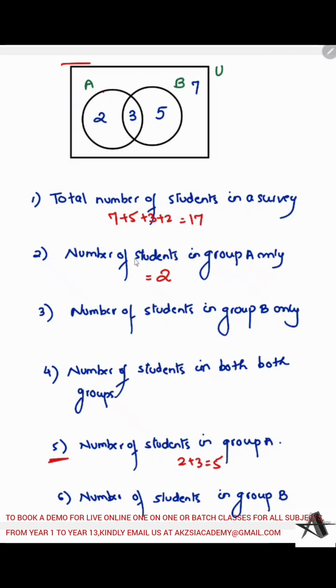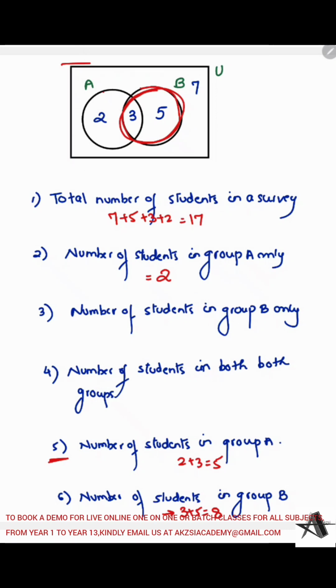Similarly, number of students in group B only. In B total there are 5 plus C. You have to draw a circle so that you get a better idea. So what you can see inside the circle, it's 3 and 5. So number of students in group B is 3 plus 5, which is 8. So 8 number of students are in group B.